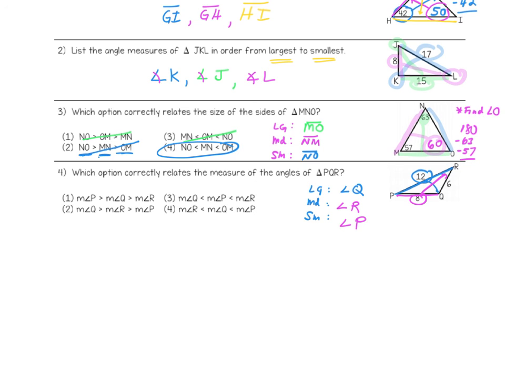Okay, so we're looking for angle Q to be the largest, angle P to be the smallest. So that eliminates answer choice 1, where angle Q is in the center, and 4 also has angle Q in the center. Alright, so answer choice 2 says the measure of angle Q is greater than the measure of angle R, which is greater than the measure of angle P. That's a match with our list. Option 3 is not true because angle P is listed in the center there. So eliminate that one. So 2 is the correct choice.